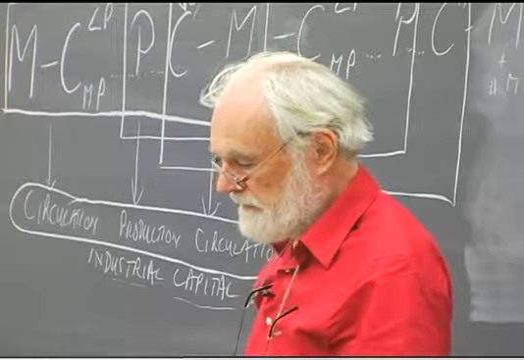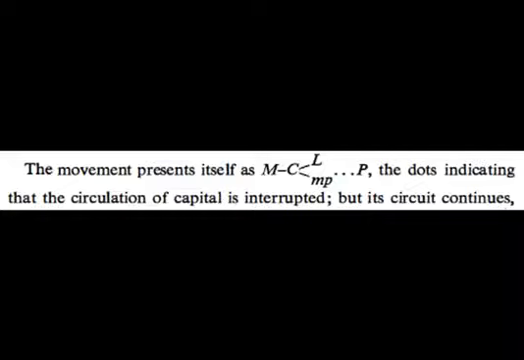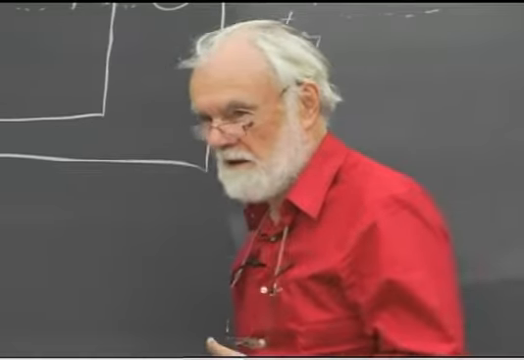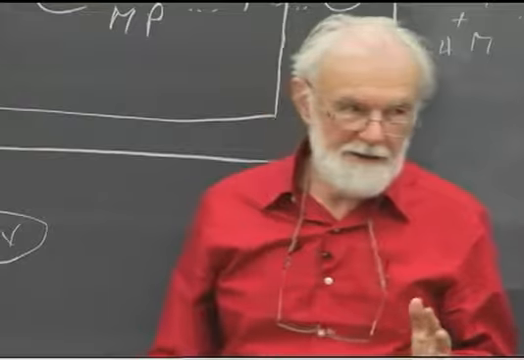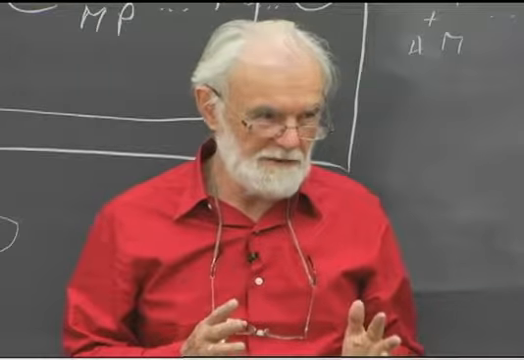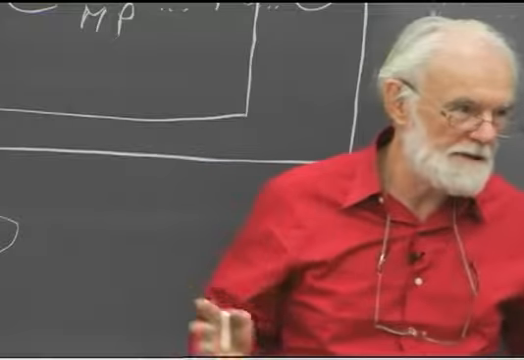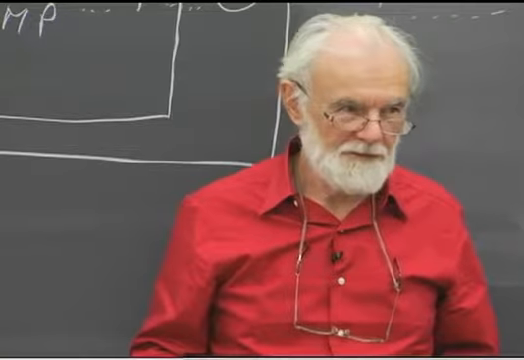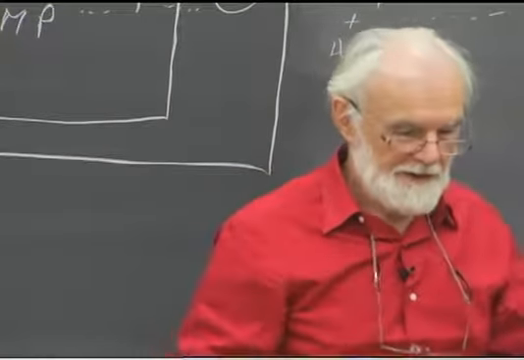So he introduces, bottom of 118, he says, the movement presents itself as M into C, L, MP, dot, dot, dot, P, the dots indicating that the circulation of capital is interrupted. It's going to go into its chrysalis form. And that's an interruption. As far as the money capitalist is concerned, it's just a pain. I mean, why do you have to go through this? Wouldn't it be much nicer just to go from money to money? But no, you've got to go through this chrysalis stuff. And from the standpoint of money capital, it's an interruption.